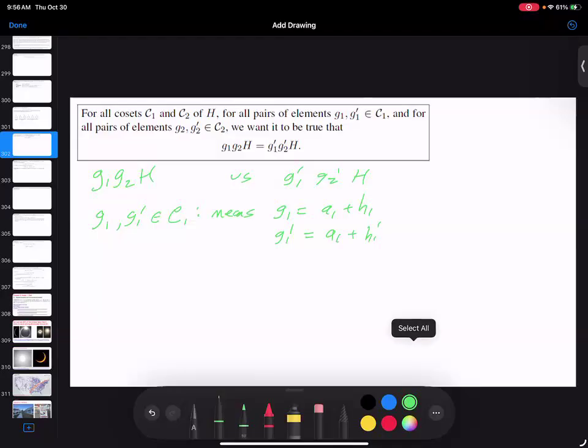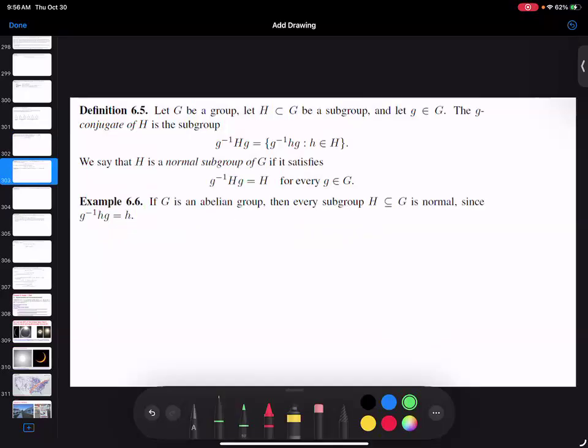So their difference is going to be something in H. I'll leave it as an exercise for you to go through and do the algebra to show that you will end up in the same coset, that you're basically just shifted by something in H, so it's not going to make a difference.